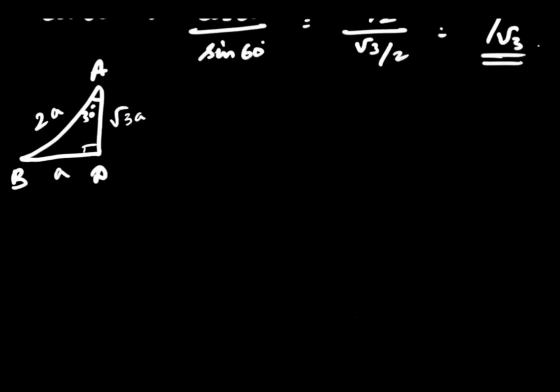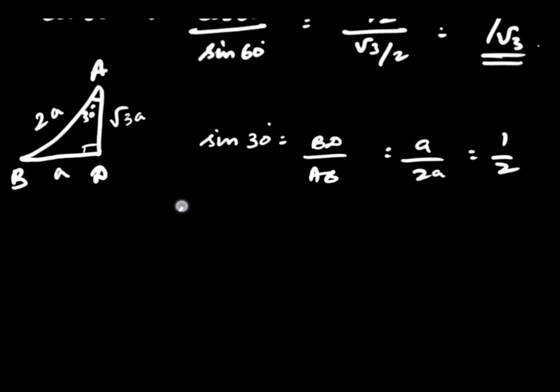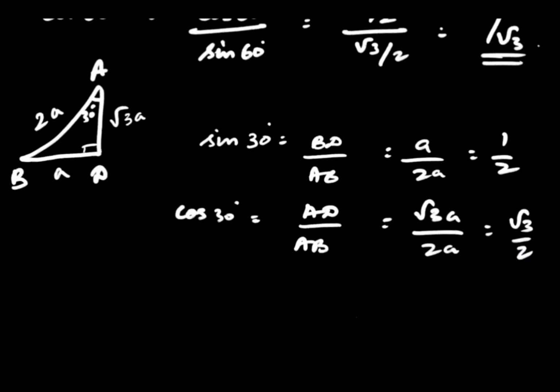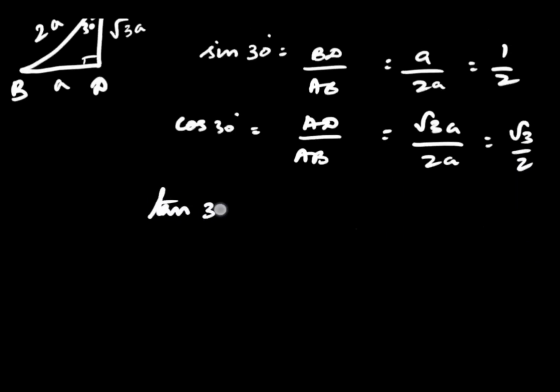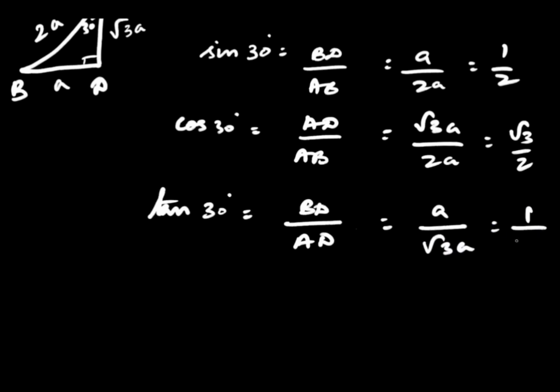Now let's derive all trigonometric ratios. Sin 30 is opposite by hypotenuse. BD by AB, which is equal to A by 2A, which is equal to 1 by 2. Cos 30 is equal to adjacent by hypotenuse, AD by AB, which is equal to root 3A by 2A, which is equal to root 3 by 2. Tan 30 is equal to opposite by adjacent, which is equal to BD by AD. BD is A and AD is root 3A, which is equal to 1 by root 3.